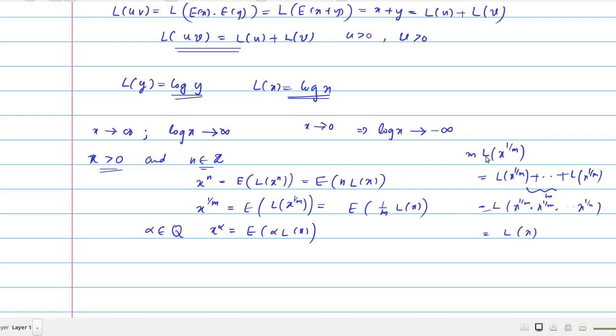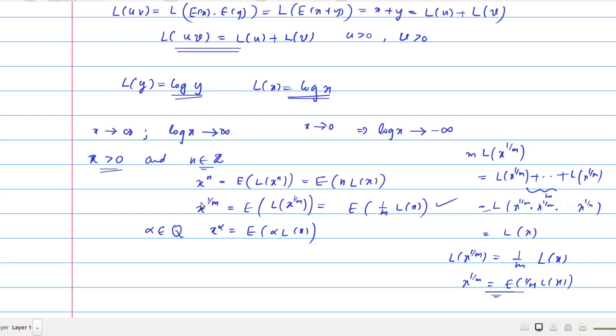Okay, now from this you can write L of x raised to 1 by m is equal to 1 by m times L of x. Okay, so by applying E on both sides, we have E of L of x raised to 1 by m, that is x raised to 1 by m, that is E of 1 by m L of x. Okay, so this is nothing but this result.